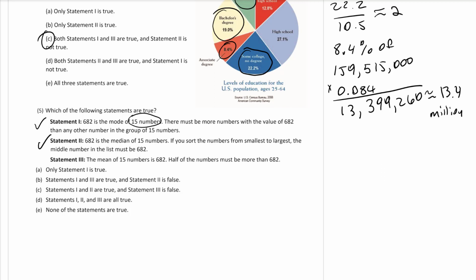And the last statement: the mean of 15 numbers is 682, so half of the numbers must be more than that. Well, that would be true if it was a median. If the median is 682, half of the numbers are more and half of the numbers are less. The mean is not that. The mean is affected by extreme observations. It's not a true center of the data set. So that statement is false. The correct answer is choice C. Statements 1 and 2 are true, while statement 3 is false. All right, let's move on.